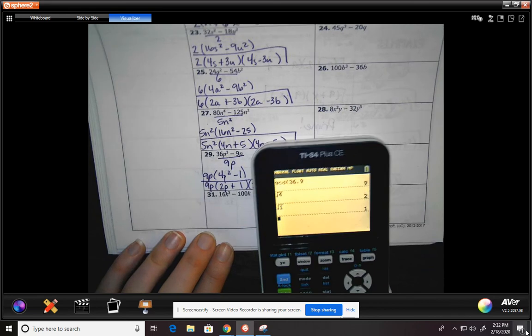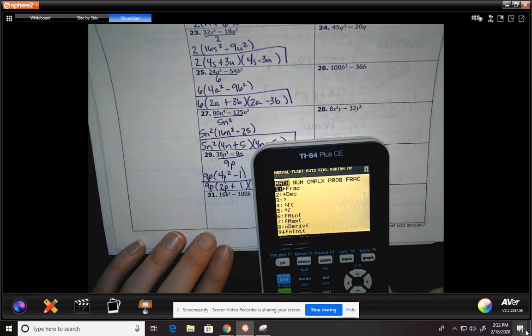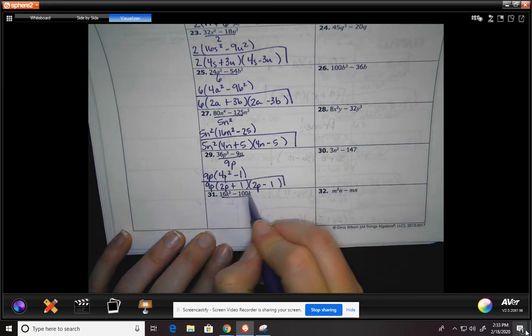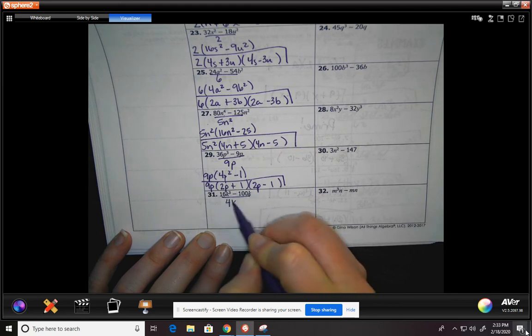Okay, for 31, I need to see if there's a GCF first. So we're going to do 16 and then 100, and I didn't do the right number. So math over to number 9. I forgot to type. And we're going to type in 16 and 100, and I can take a 4 out of both. I also look, they both have a k. The smallest k is just k.